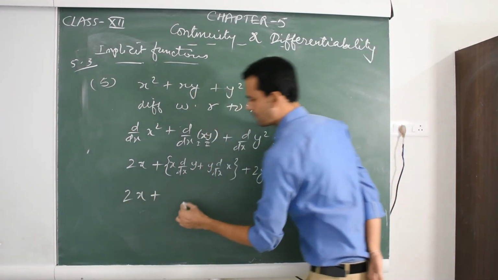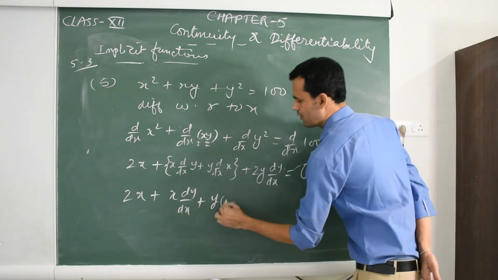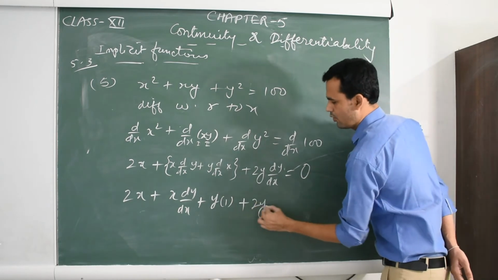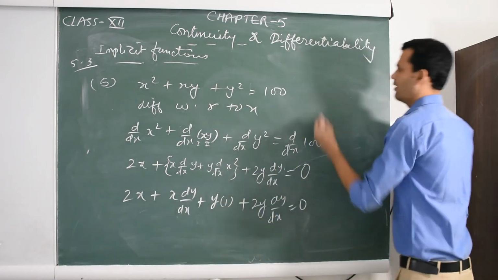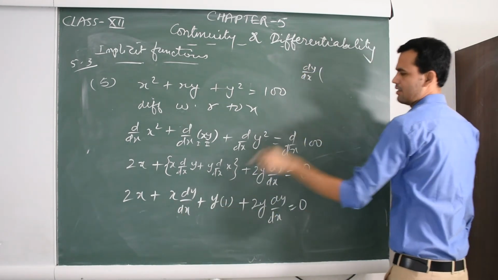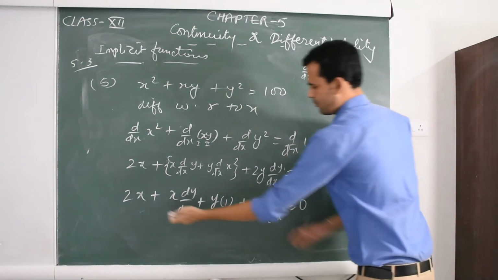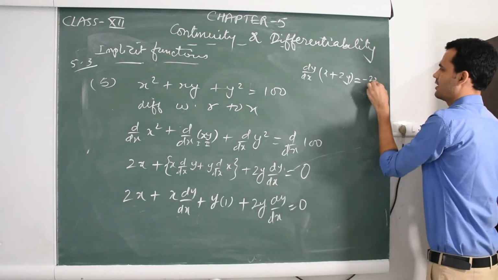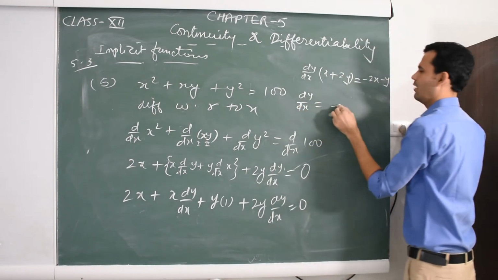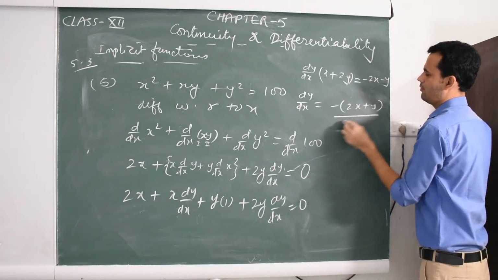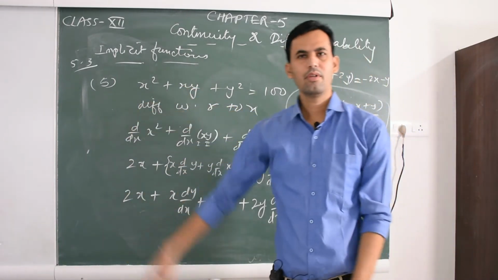Now differentiating 2x plus x dy by dx plus y, and differentiation of y gives 1, plus 2y dy by dx equals 0. So these two terms are of dy by dx: (x plus 2y) dy by dx equals, these two are on the right hand side, so minus 2x minus y. So dy by dx equals minus (2x plus y) upon (x plus 2y). This is the answer of question number 5.